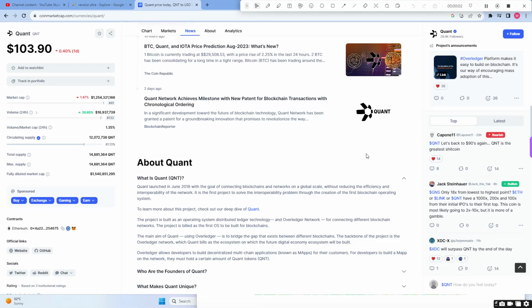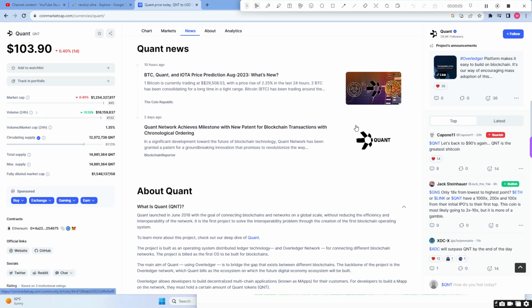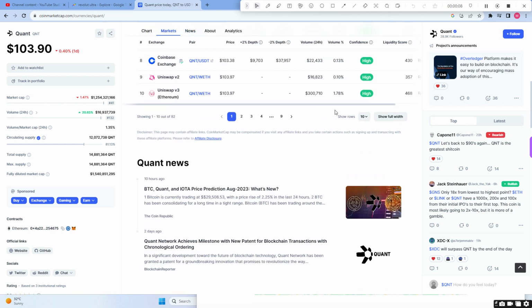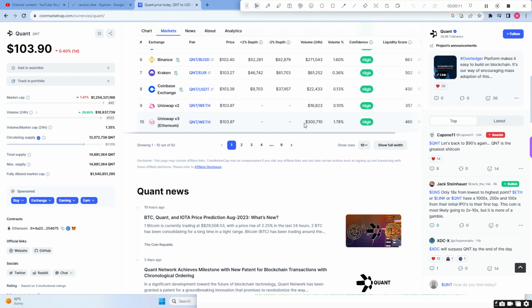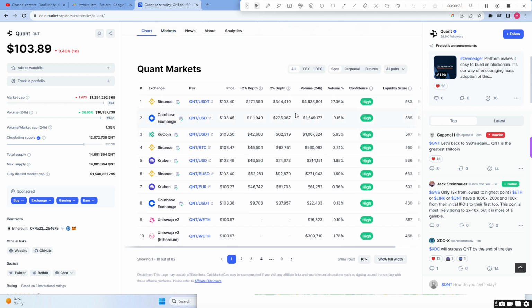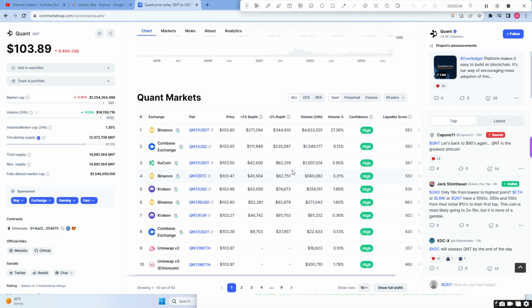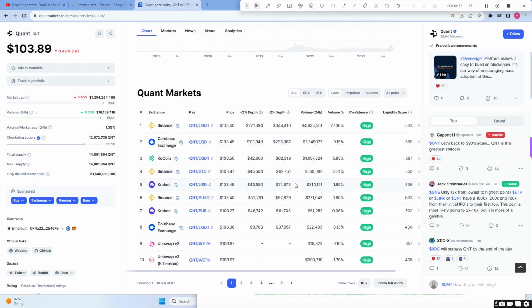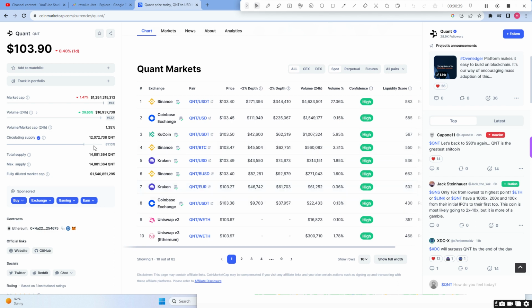Hello guys, in this tutorial we will talk about the Quant network. So what is the Quant? The Quant network aims to address one of the key challenges in the blockchain space, which is the lack of interoperability between various blockchain platforms. The project seeks to create an operating system for blockchains called Overledger, which enables cross-chain communication and compatibility. Overledger acts as a bridge that connects different blockchains, allowing them to work together and exchange data and assets securely.